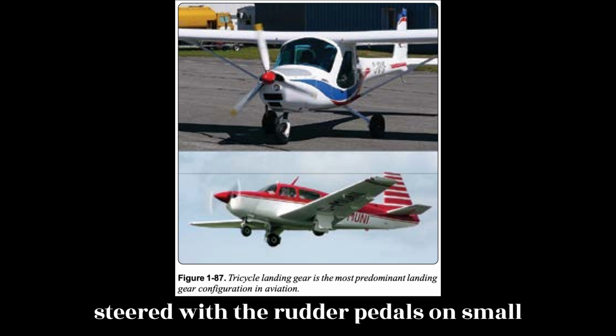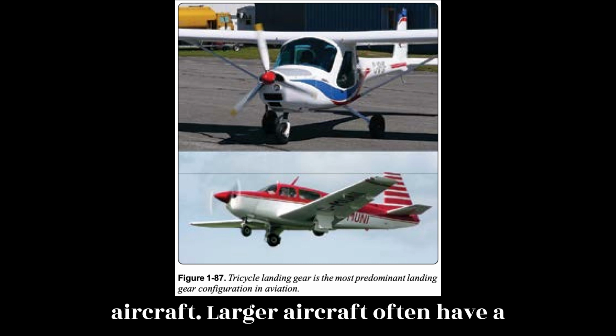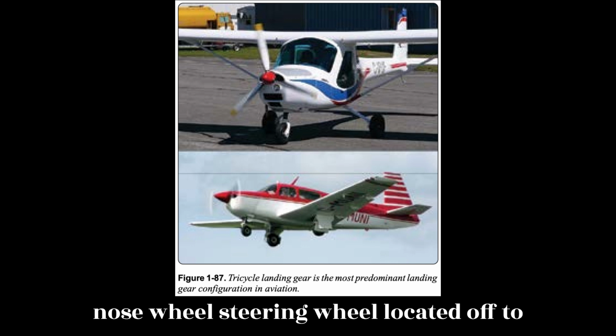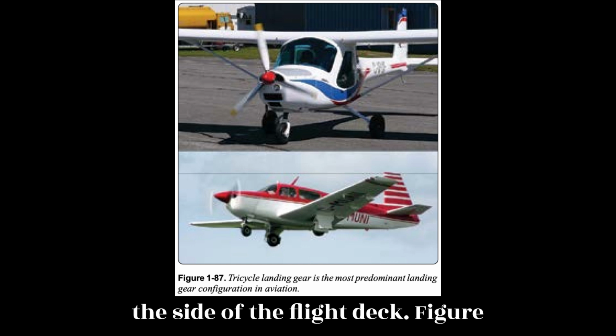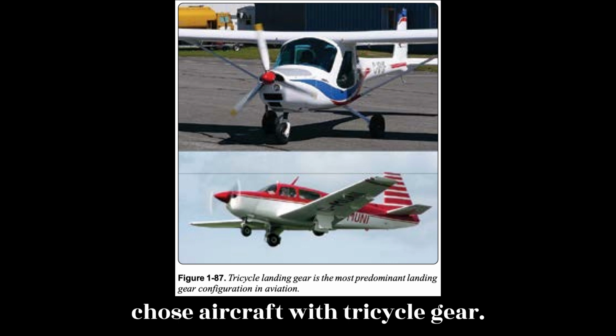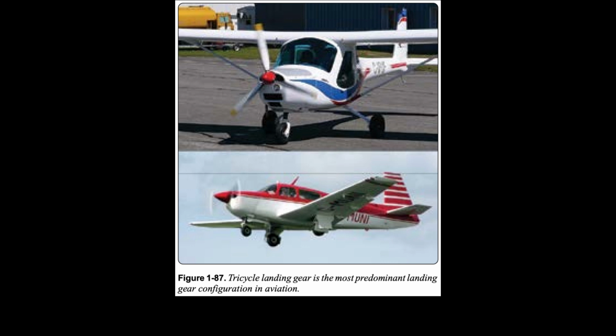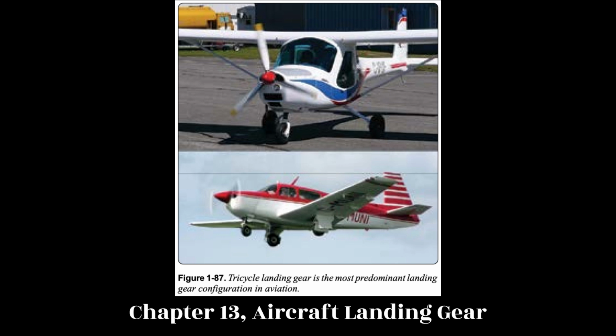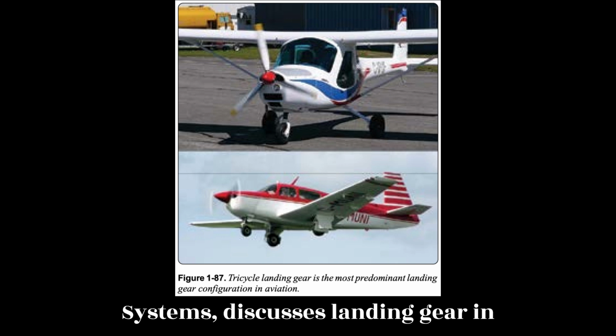The nose wheel may be steered with the rudder pedals on small aircraft. Larger aircraft often have a nose wheel steering wheel located off to the side of the flight deck. Figure 1-87 shows aircraft with tricycle gear. Chapter 13, Aircraft Landing Gear Systems, discusses landing gear in detail.